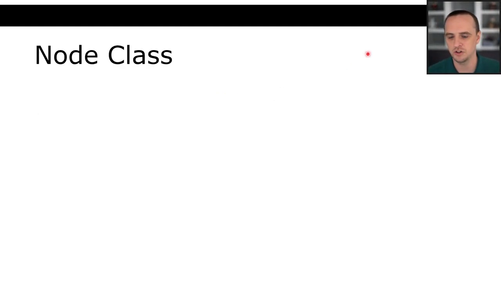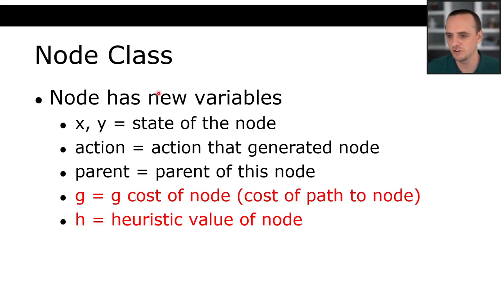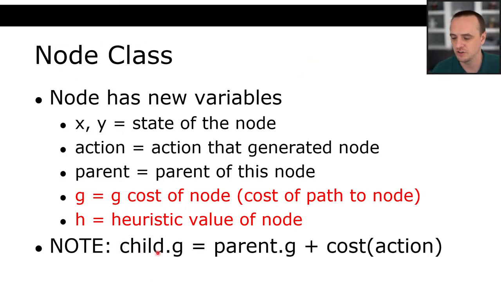First, let's talk about the node class, because as we saw last time, when we're doing A star search, our node class stores a bunch of different variables. So our node class has some new variables. In assignment 1, it had the X and Y state of the node, the action that generated the node, and the parent. For assignment 2, we're going to have as well the G cost of the node, that's the cost of the path so far, and the H cost of the node, which is the heuristic estimate of how far we have to go from the state represented by this node to the goal. So that's our H of N. So we're going to store H and we're going to store G inside the node class. And then just as a note, the way we figure out the G cost for a node is we take the parent's G cost and then add the cost of the action that generated this node.